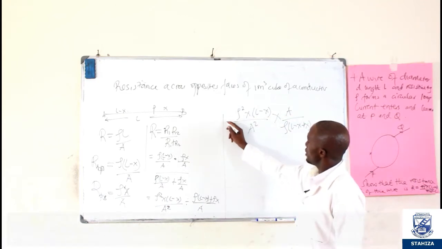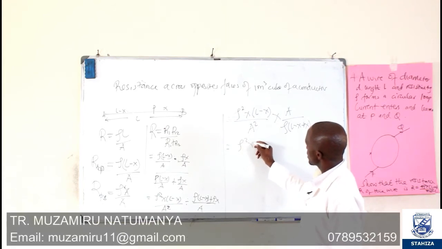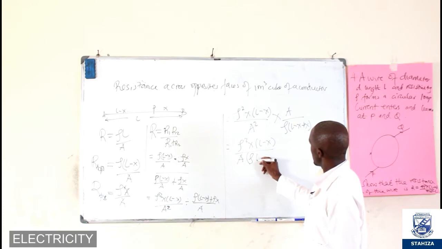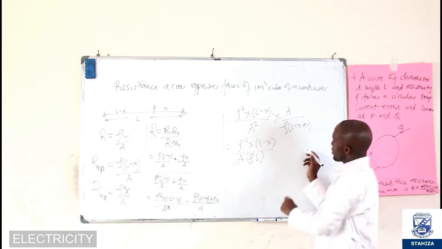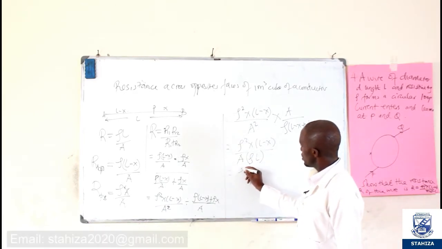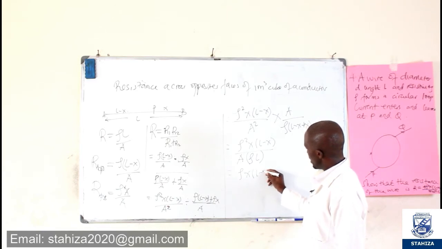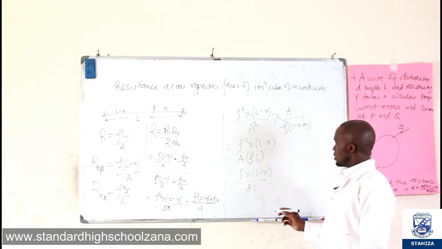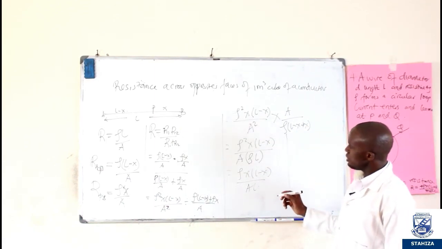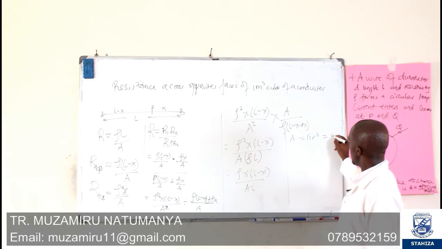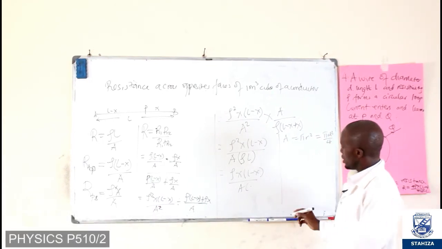This one goes with this one here, then we shall remain with rho squared X, L minus X, divided by A into rho L, because this one has gone away. When you have minus X plus X, the answer is 0. So from this, rho will go, and we remain with rho X into L minus X, divided by A L. Now, this is a cylindrical wire. If it is a cylindrical wire, it means our area is pi r squared, which is the same as pi d squared out of 4. That's what we are going to put here.